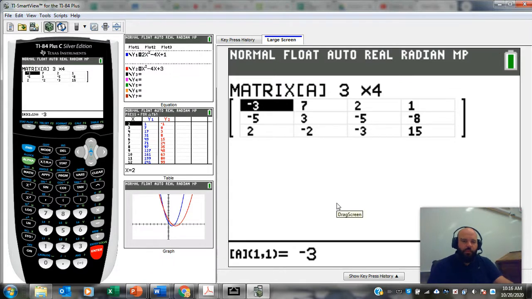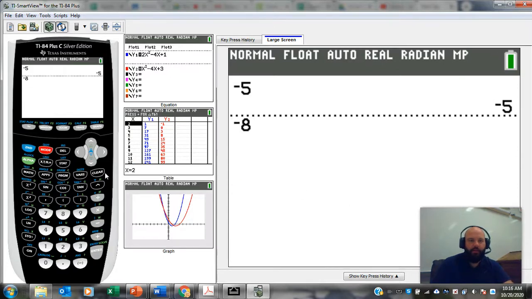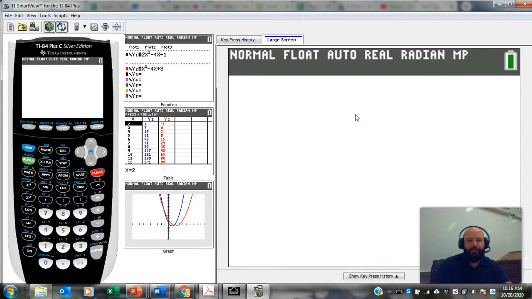Okay, so if you look, you always want to double check all your numbers are in right. So I have -3, 7, 2, 1, -5, 3, -5, -8, and then 2, -2, -3, 15. All right, so now I have my matrix entered into the calculator. So we're going to hit second quit and we're going to go back to the home screen. Okay, I'm going to clear out anything that I have in there so there's no confusion.